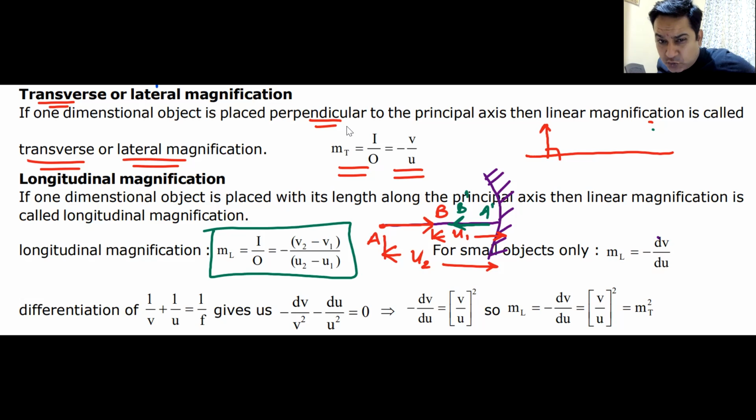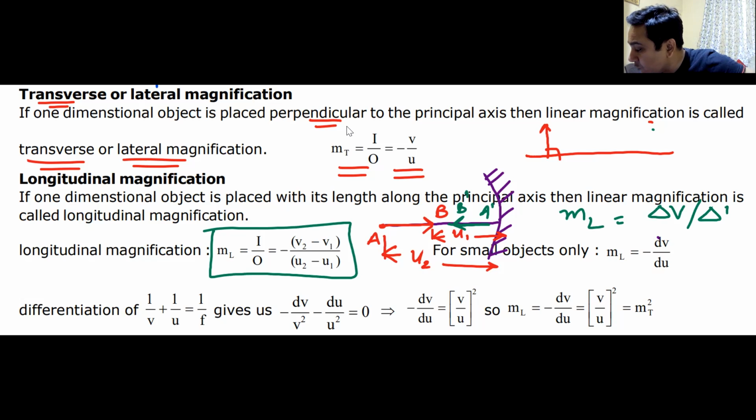Yes, sir. V2 minus V1 divided by U2 minus U1, or you can also write this lateral magnification as delta V, difference in V divided by delta U, difference in U. Do we understand this? Yes.